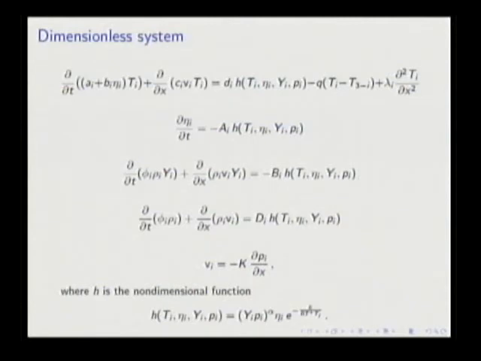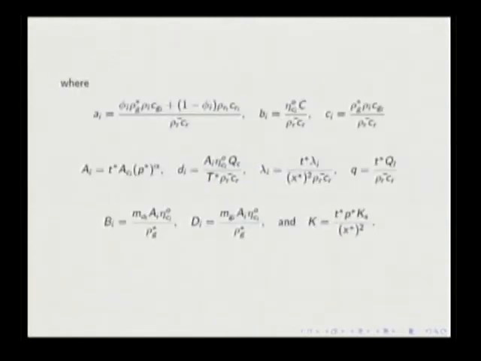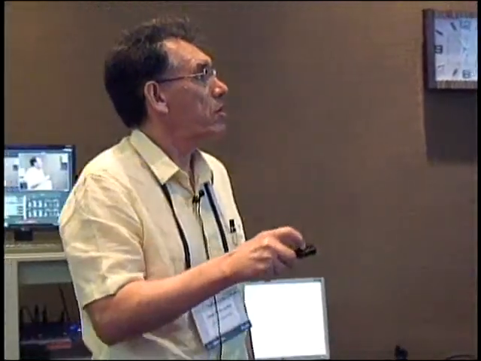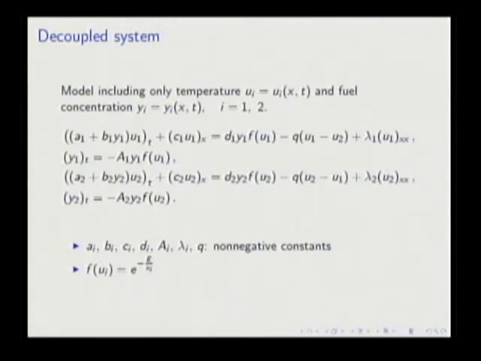Here we have the system of constants, depending on the physical properties. Here is the model we are considering, the model including only temperature. Now we denote the temperature by u, and fuel concentration, now denoted by y, in each layer, 1 and 2. So we have this simplest model here, and a lot of constants, and the part of the reaction is this function, u is the temperature.